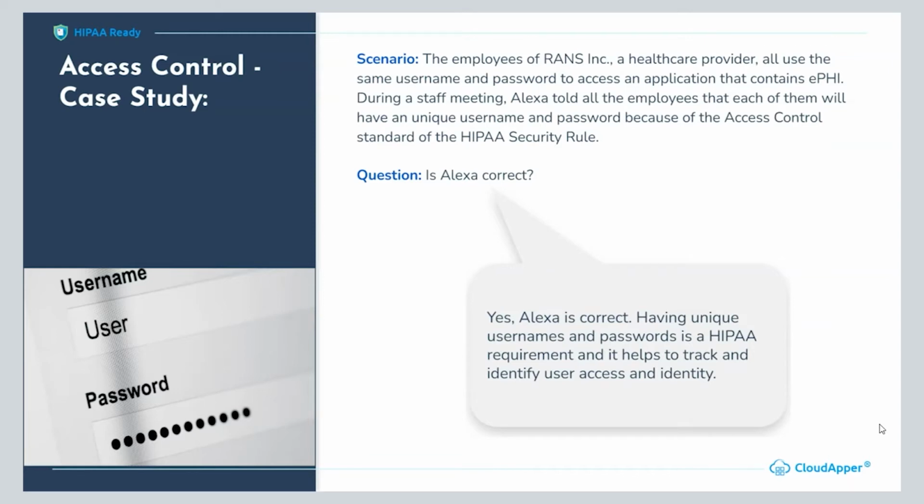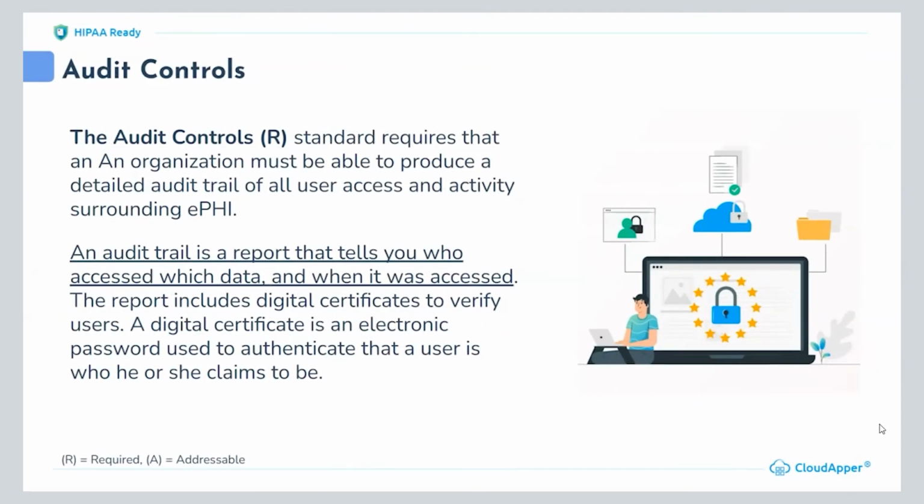Audit controls. The audit control standard requires that an organization must be able to produce a detailed audit trail of all user access and activity surrounding EPHI. An audit trail is a report that tells you who accessed which data and when it was accessed. The report includes digital certificates to verify users. A digital certificate is an electronic password used to authenticate that a user is who he or she claims to be.